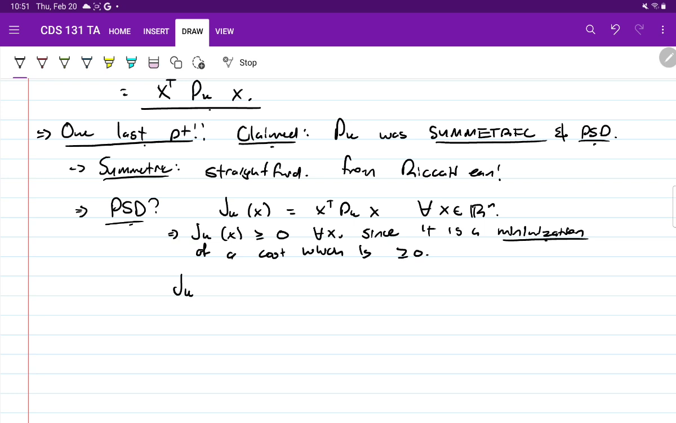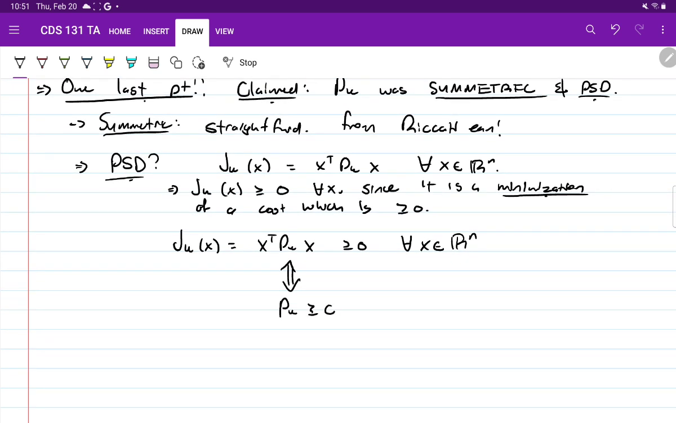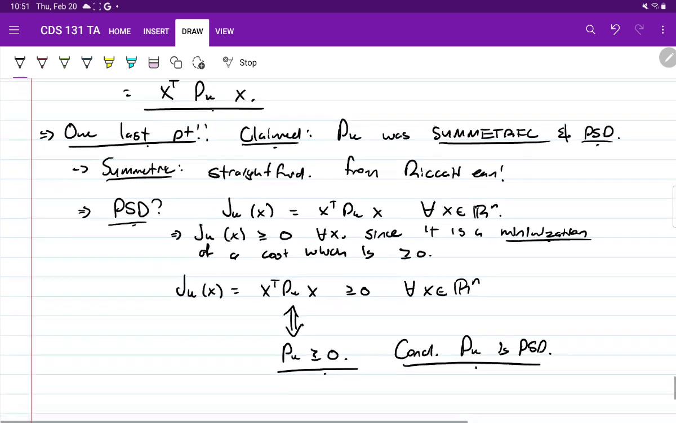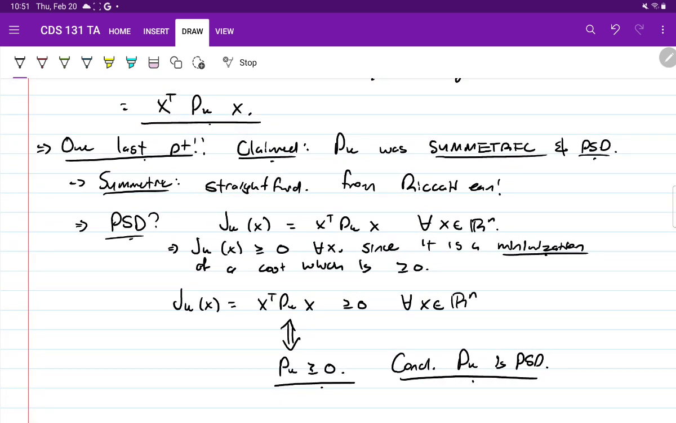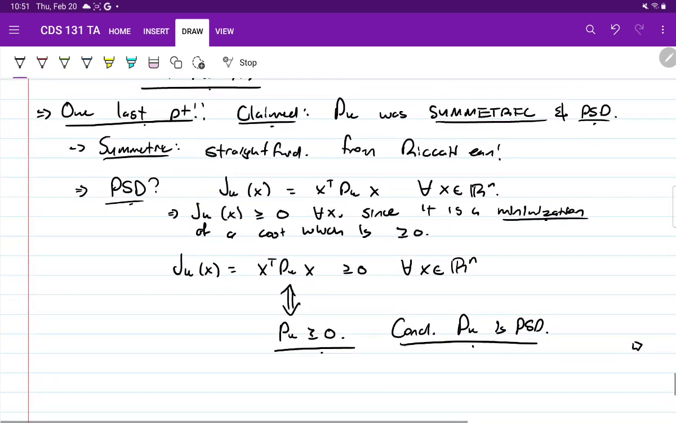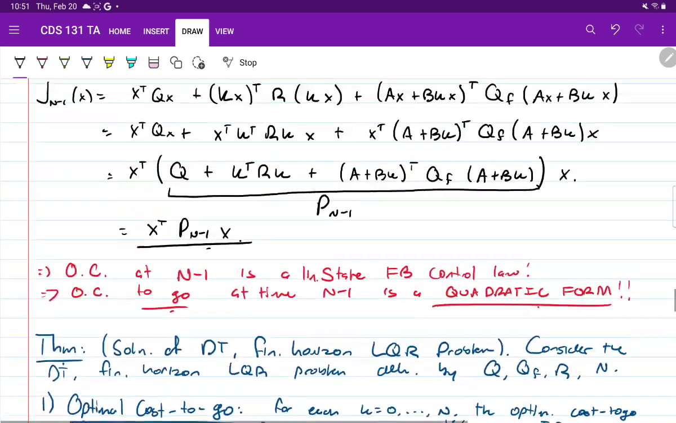But if we have that J_k of x equals x transpose P_k times x is greater than or equal to 0 for all x in R^n, and that P_k is symmetric, this is in fact equivalent to P_k being positive semi-definite. Okay? So we conclude that P_k is PSD. All right? So this is the basic argument. For symmetric, we just verify this from the Riccati equation. For PSD, this is a fact that just follows from P_k coming from a minimization of a non-negative function. All right? So that concludes our proof sketch of this discrete time LQR theorem.